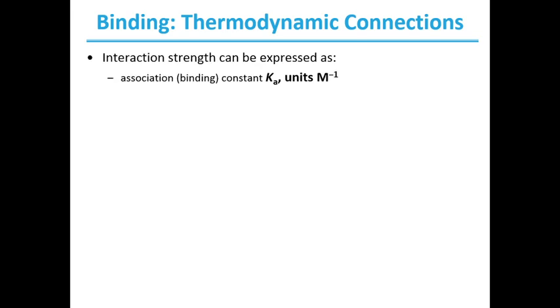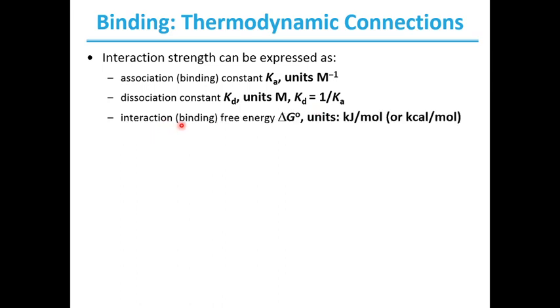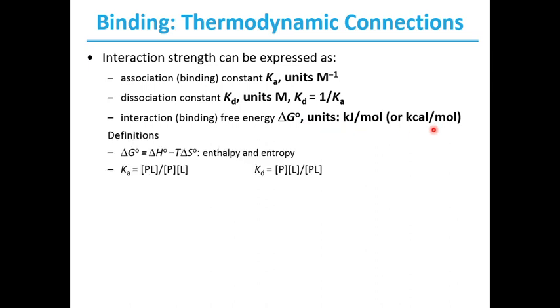Let us consider some thermodynamic terms with respect to the binding of a ligand to a protein. Interaction strength can be expressed as association constant, which has a unit of per molar, or a convenient term Kd, which we talked about in the previous slide, which has units of molar. Kd, as you know, is 1 over Ka. Interaction or binding free energy is usually delta G0, or the standard free energy, which has units of kilojoules per mole or kilocalories per mole.